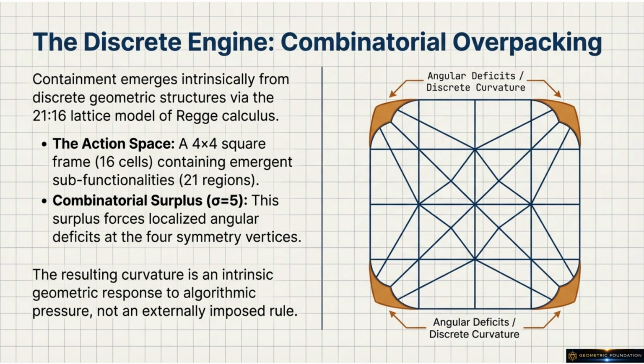The insight: the resulting curvature is an intrinsic geometric response to algorithmic pressure, not an externally imposed rule. Curvature emerges naturally from overpacking computational processes within discrete structures, creating self-reinforcing constraints requiring no external enforcement.